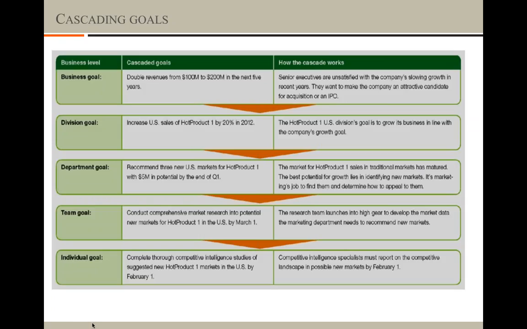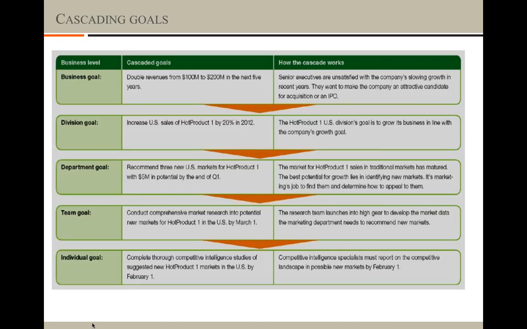Okay, so now this is an example of cascading goals. Here the business goal is to double revenues from $100 million to $200 million in the next 5 years. So this is the overall business goal. Now this is broken down into the divisional goal that one of the divisions has to increase the sales of hot product 1 by 20% in 2012.